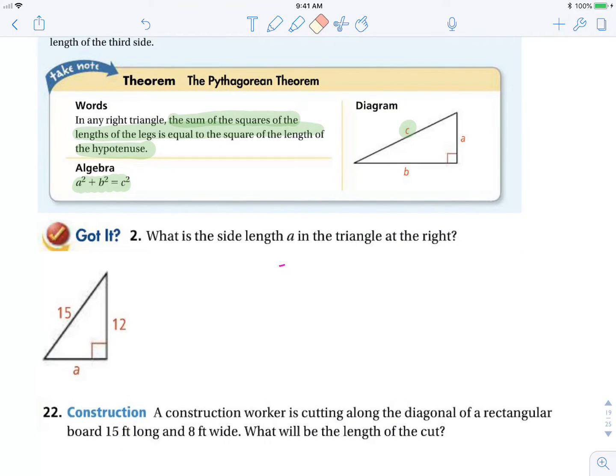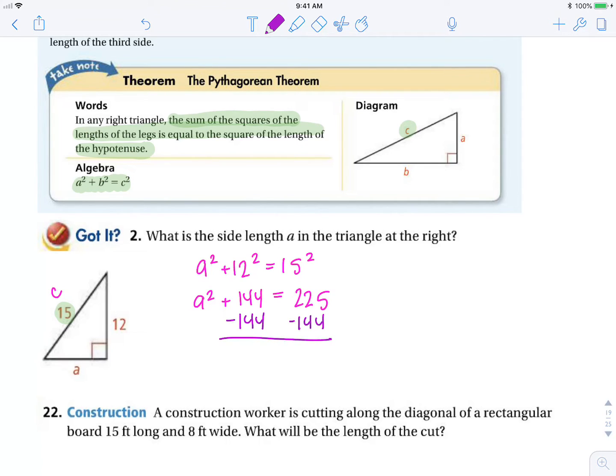hypotenuse. In number 2, we're asked to find the length of side a in the triangle at the right. Well, first, 15 is my hypotenuse, so that's going to be my c value. a squared plus 12 squared equals 15 squared. That's a squared plus 144 equals 225. Subtracting 144 from both sides now, this cancels, and you're left with a squared equals 81.